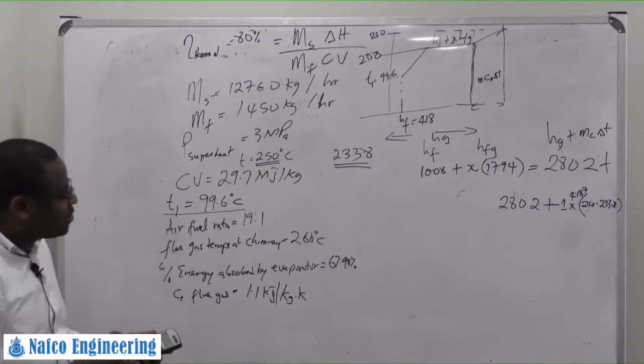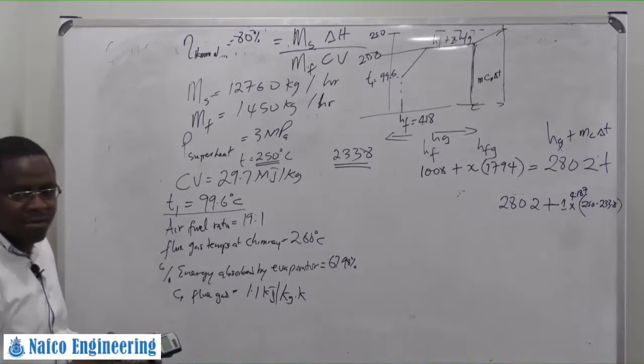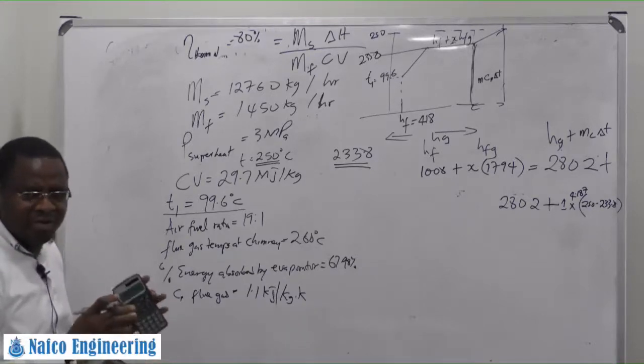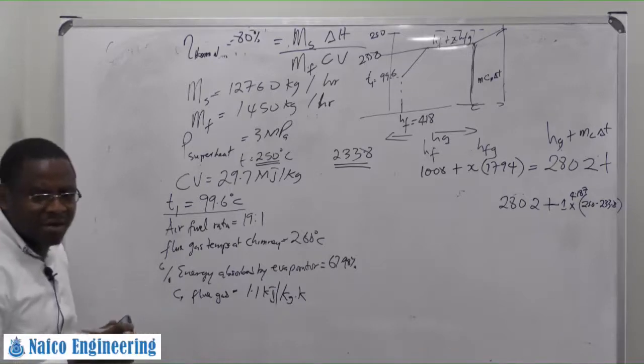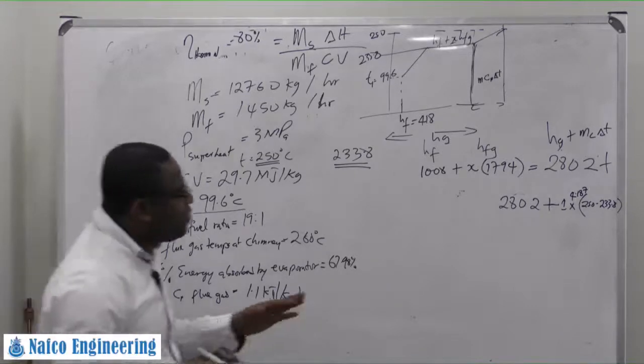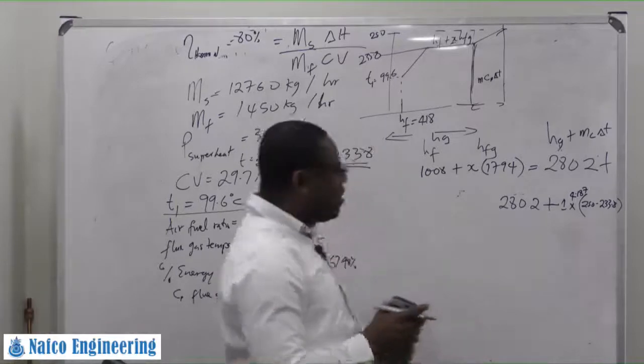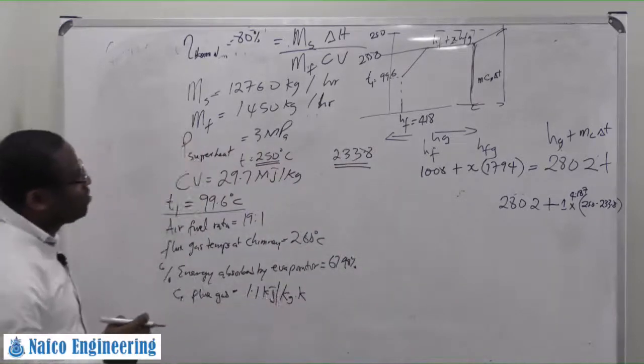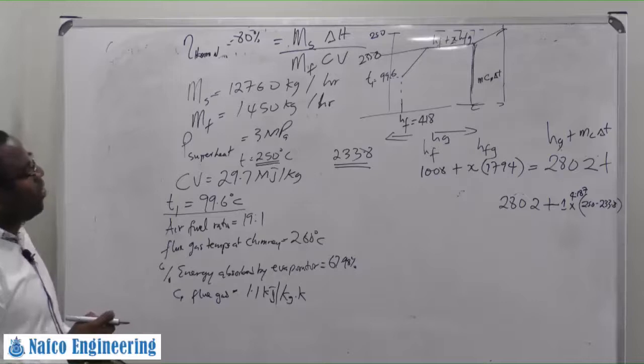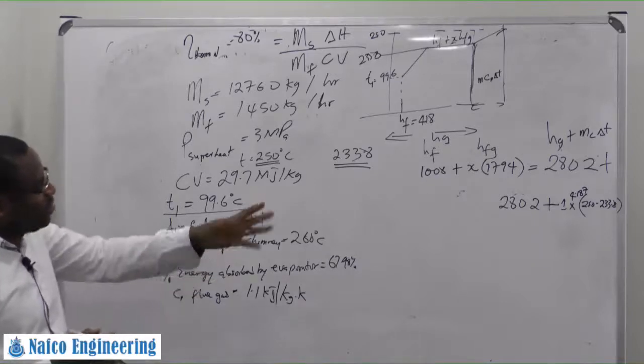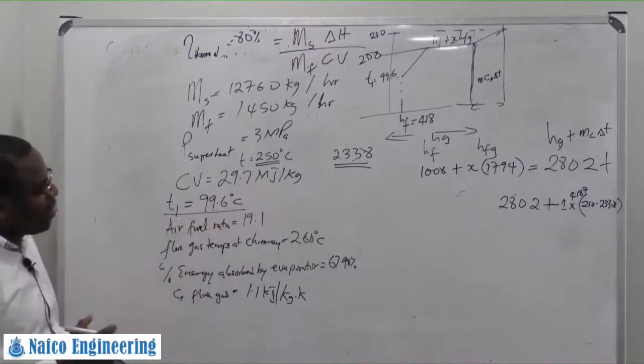250 minus 233.8, you get 97.6 for X. I get 1 point something, 1.07. Just multiply this out. You get 1 point something. But somebody must tell me, this approach is okay, but tell me what we're missing. There's something that we're missing.